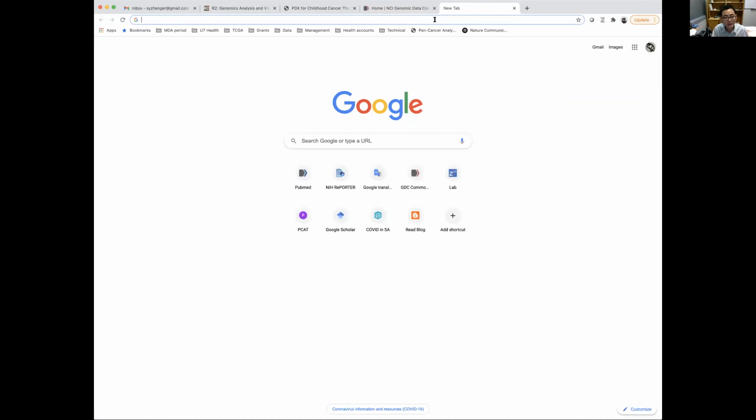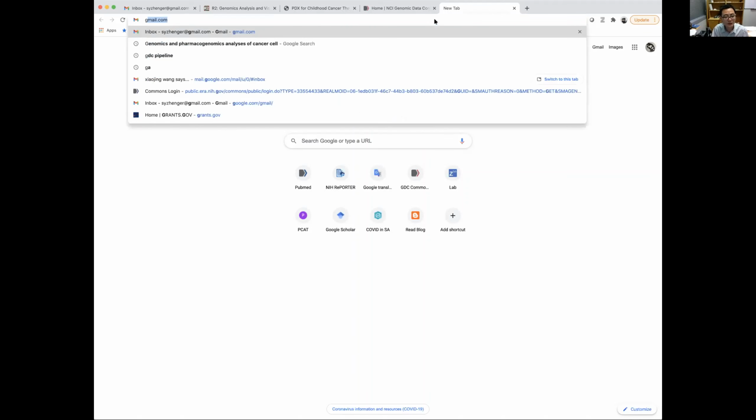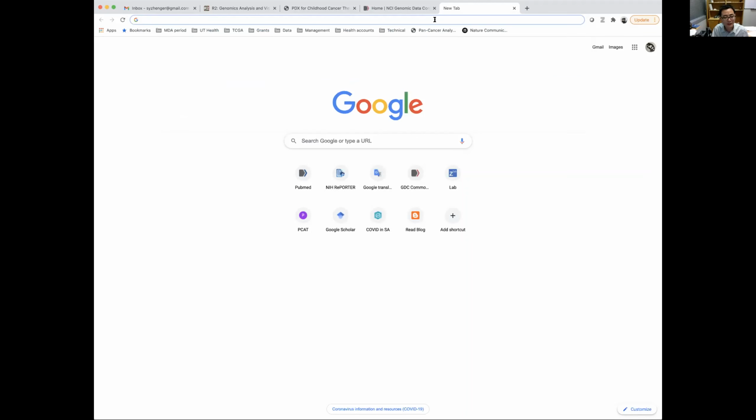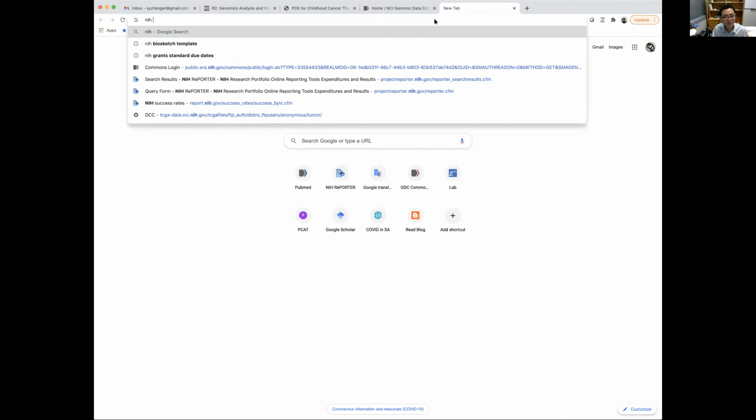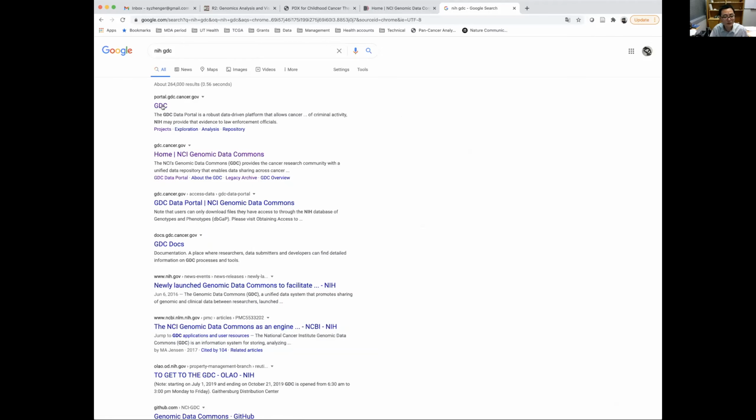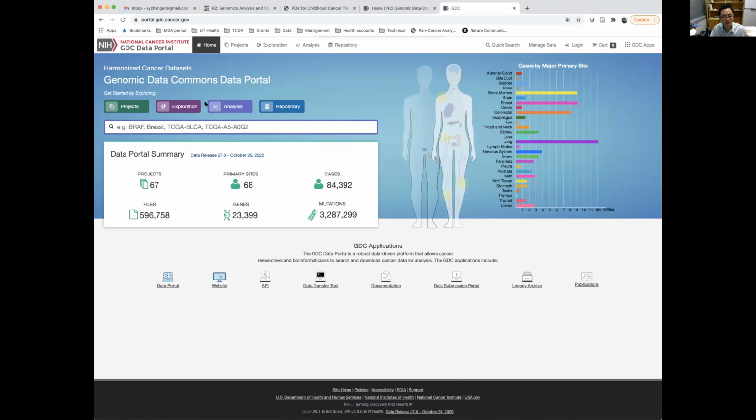I recall Henry mentioned GDC in one of the lectures. GDC's full name is Genomic Data Commons. So you can just Google NIH GDC, and this will bring you to this data portal called Genomic Data Commons. Now, this is officially sponsored by NCI, so the data is heavily biased towards cancer sequencing data.